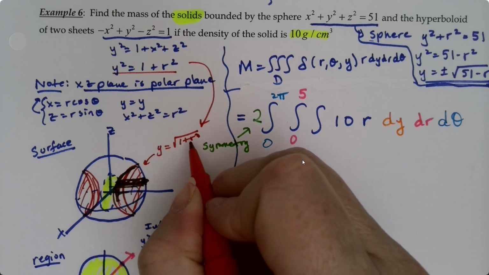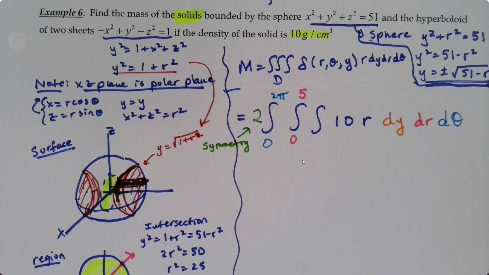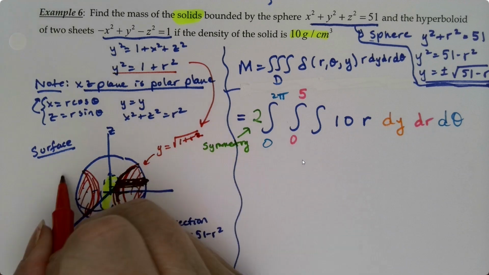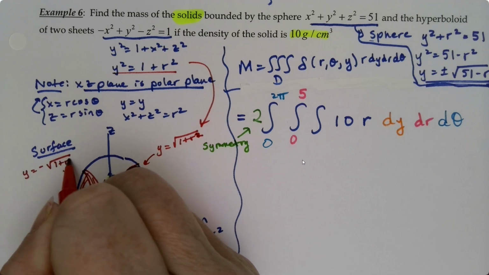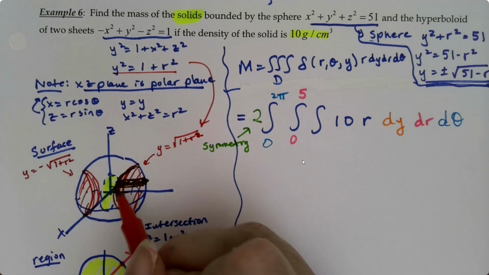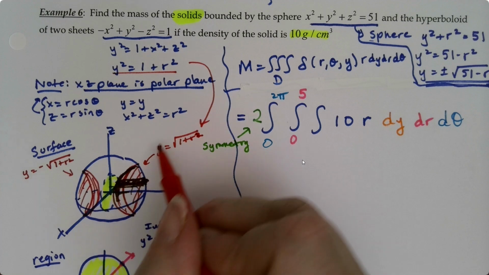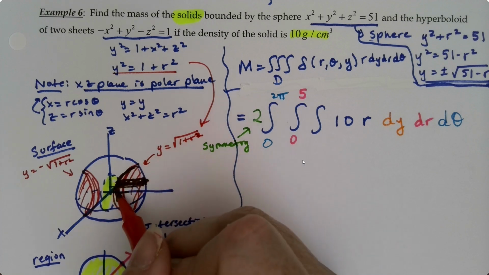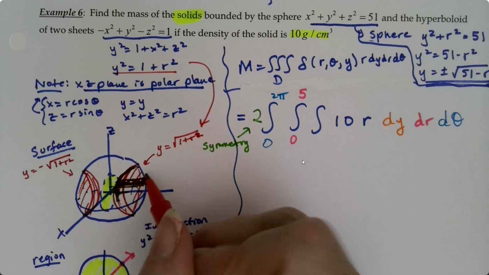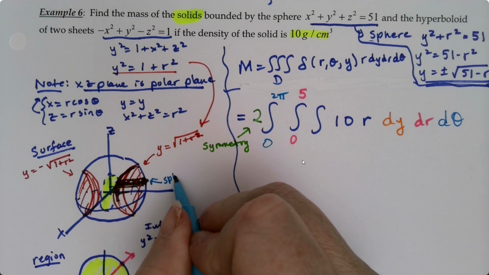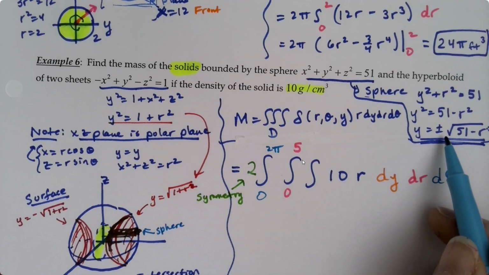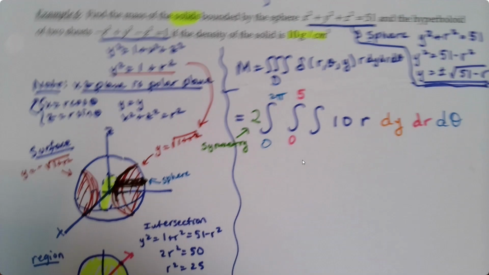So r squared, right? This is the negative one, but we're not going to use the negative one. We have to make a choice here, and the positive one's definitely easier to work with. So we're going from that back bit, that's inside right there, up until that sphere, because it has to be inside the sphere. Over here, we're hitting the sphere at y equals the square root of 51 minus r squared.